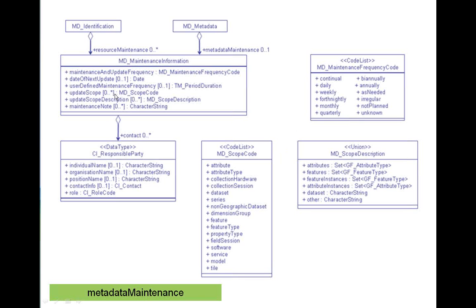So I may update my attributes or features or my data sets or anything at different times. Okay, my update scope description, what about it am I updating? And then my maintenance note, these are my information. This is optional and repeatable, and this is free text. This is where I can come in and just type in any information, a little note that I find important to keep in the metadata.